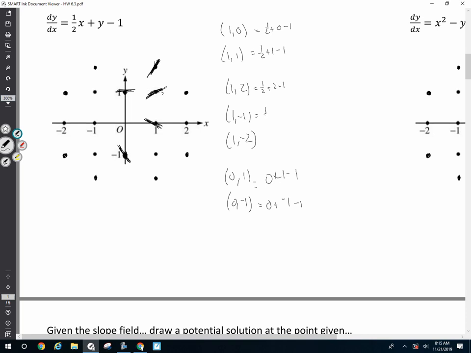1, negative 1, 1 half minus 1 minus 1. So it's minus 2 plus a half, which is negative 3 halves. Yep. So 1, 2, 3, rise 3, run 2, aim at that guy. 1, negative 2, 1 half plus negative 2 minus 1. So it's negative 3 plus a half will be negative 5 halves. So 1, 2, 3, 4, 5. Aim approximately over here.